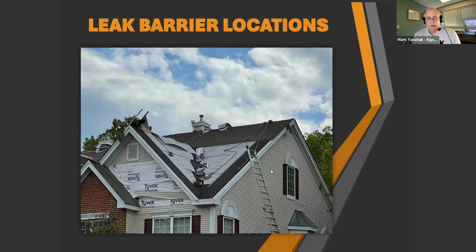This picture shows both ice and water shield in the valley and at the rakes. We normally specify ice and water shield at the rakes. A lot of warranties don't require this, but we find it's just added insurance from wind-driven rain at the edge of the roof.